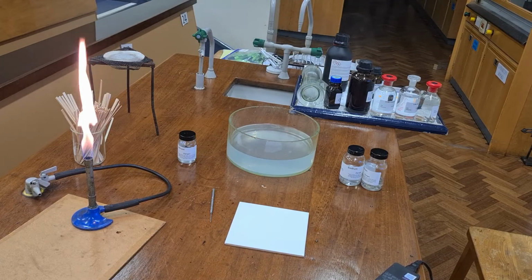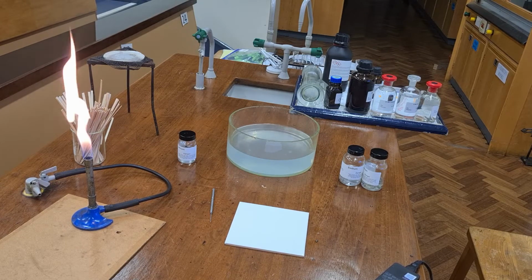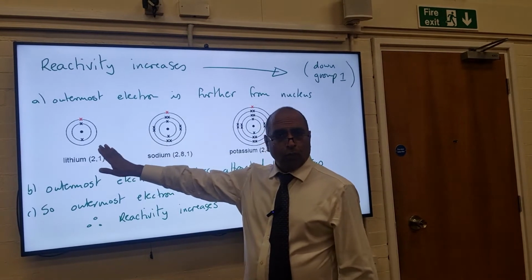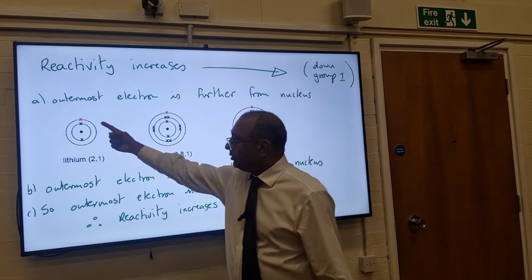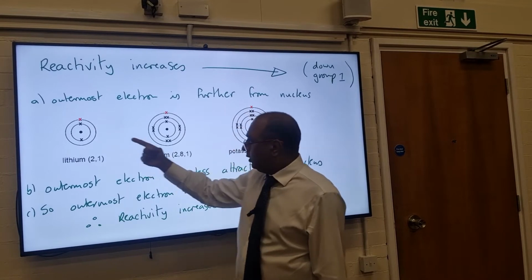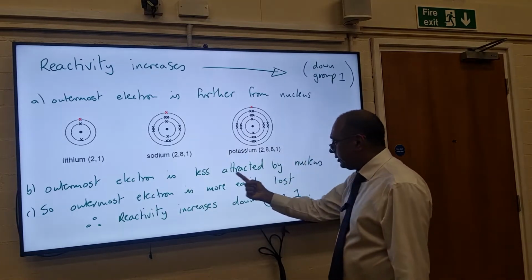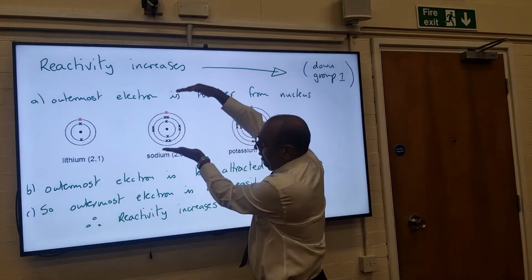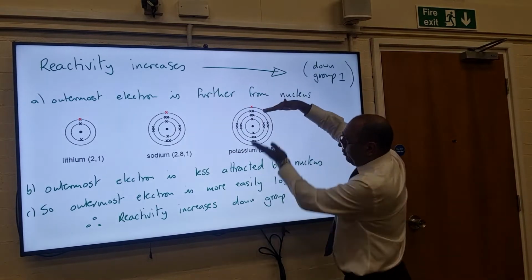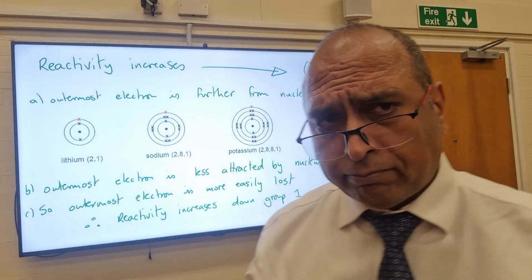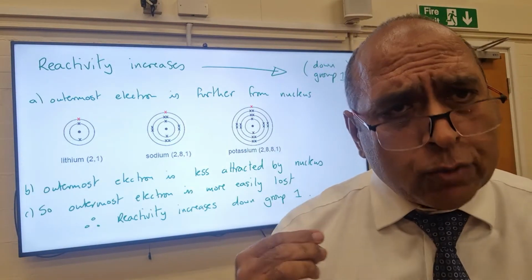Potassium burns with a lilac flame. As I say, you should be familiar with that before. Lithium was least reactive because it's hardest to lose that electron. Sodium, that electron is more easily lost because there is less attraction. It's further out. Potassium, the electron is even further out. The attraction is less. Therefore, that outermost electron is lost most easily.